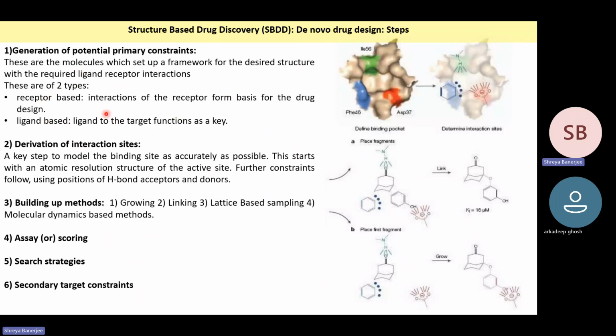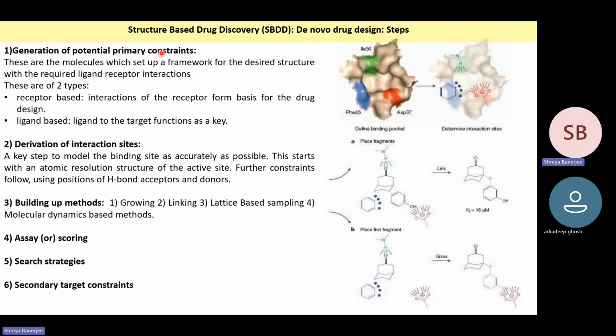And the second is ligand based. So the pharmacophore model is based on the binding. So suppose a known ligand is known which binds to this binding site. So that known ligand is used as a target for the drug we are designing. So the structure of the drug must be in the same framework as the known ligand that binds. So that is the generation of potential primary constraints.